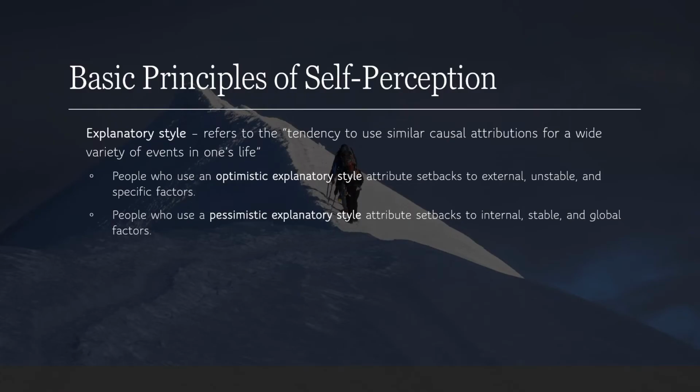We each have tendencies to use similar causal attributions for many different types of events in our life. And we may have a tendency to be optimistic in our explanatory style or pessimistic in our explanatory style. People who use an optimistic explanatory style, and I wonder if as you're listening this might be you, do you see setbacks as being external, in other words, outside of yourself, and unstable, in other words, that can change? So you can pick your feet back up and try again. There can be a different outcome.